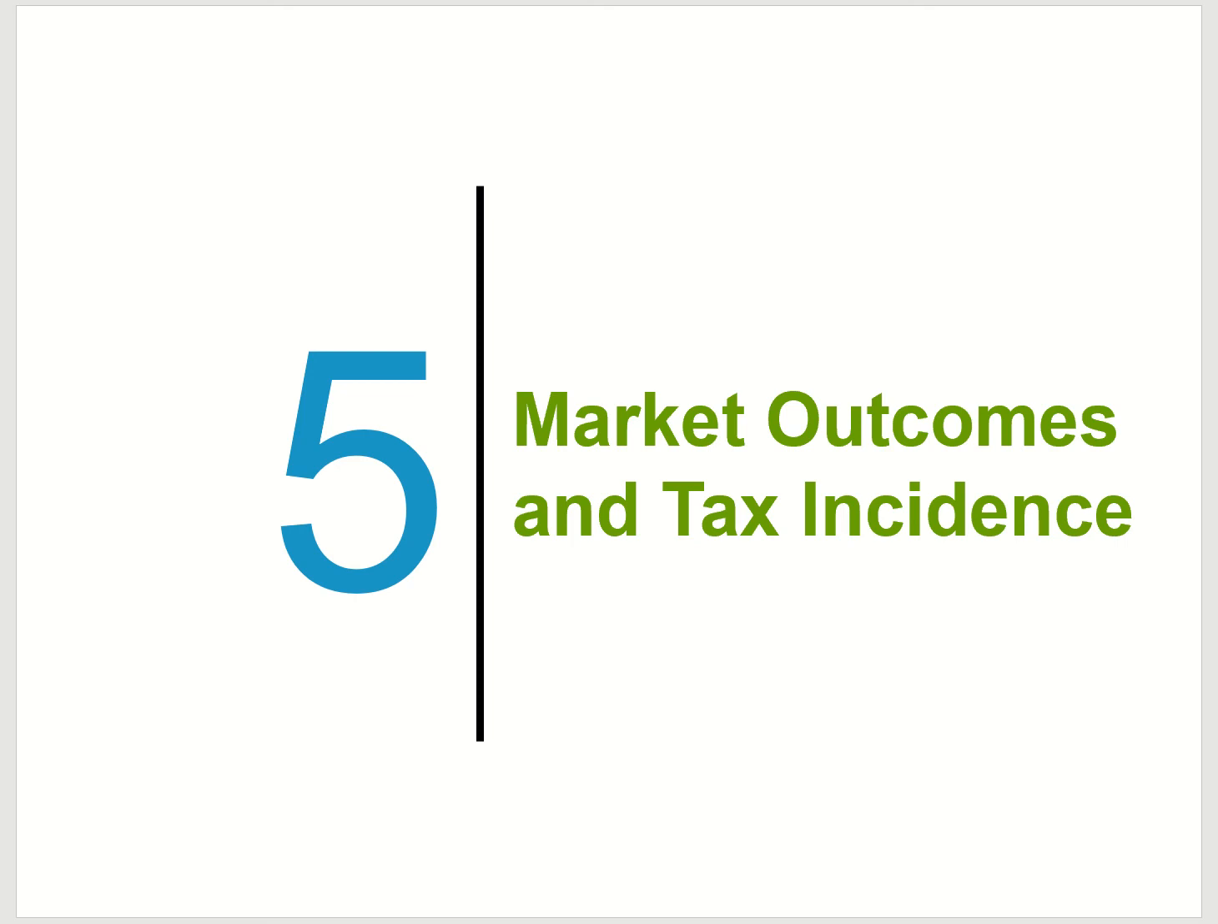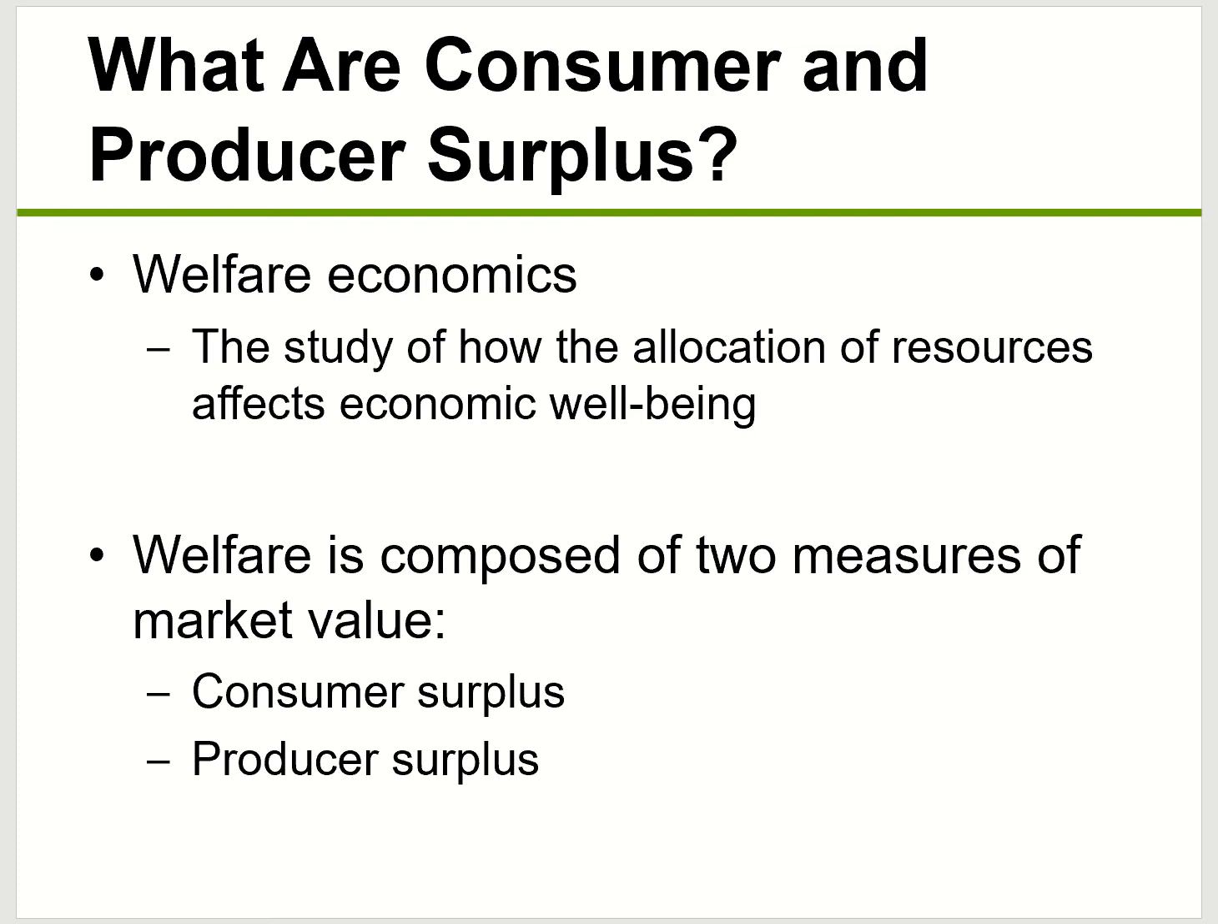Okay, so we're going to talk about market outcome and tax incidence. First, we're going to talk about welfare economics. Welfare economics studies how the allocation of resources in the economy affects economic well-being. Are the consumers better off or worse off, or the producers better off or worse off? Basically, when we allocate resources among different parties in the economy, how is everybody doing? Is everybody getting better off, or is everybody getting hurt from the resource allocation? That's called welfare economics.